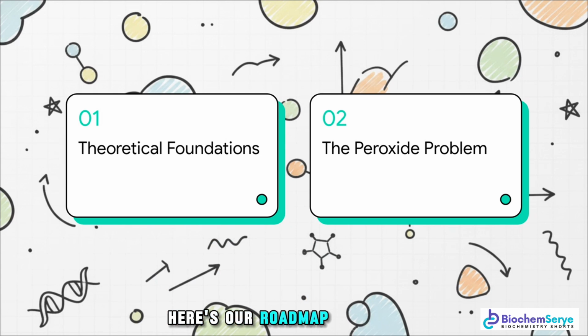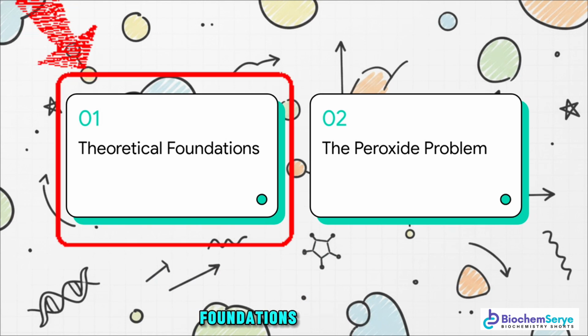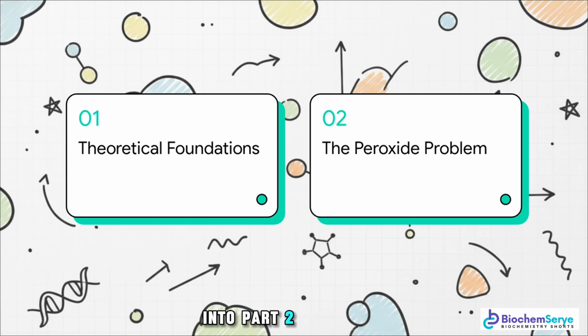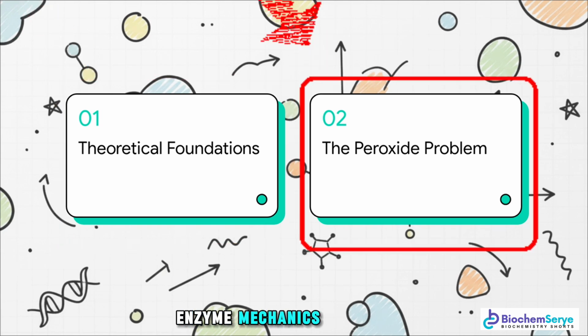Here's our roadmap for today. We're going to start with the theoretical foundations, really getting into the physics of catalysis before we move into part 2, which is the peroxide problem and enzyme mechanics.